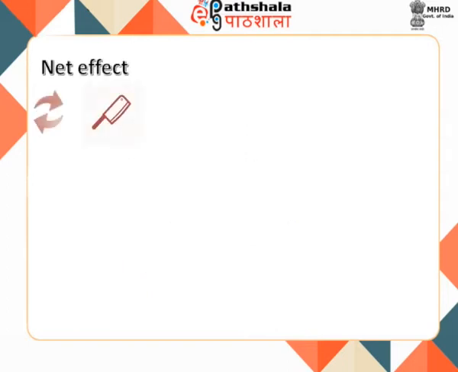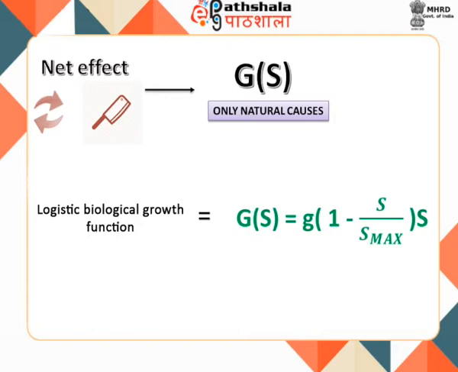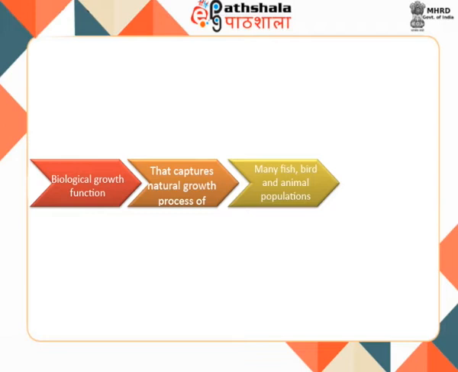Now, to refer to the net effect of natural changes and human predation, the module shall use the alternative symbol G(S), as G depends upon S, to refer to stock changes due only to natural causes. With this change, the logistic biological growth function becomes G(S) equal to g multiplied by (1 minus S divided by S max) into S. This notation defines a logistic growth function for the case where the species does not possess any non-zero lower threshold population level. The biological growth function that can capture the natural growth process of many fish, bird, and animal populations is the logistic growth function, and hence it has been extensively used in literature.